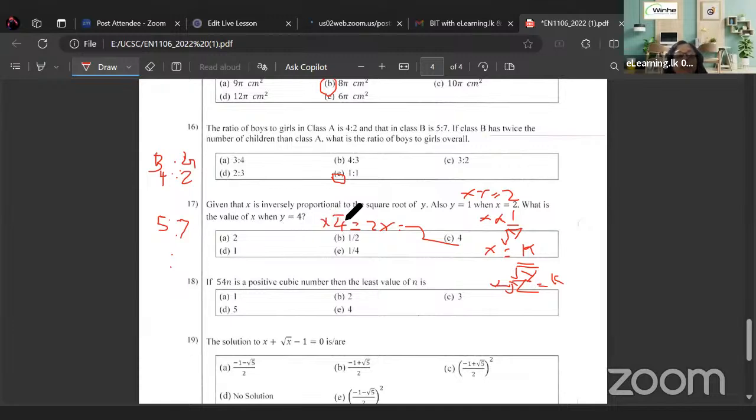Now we know the constant value. Here it says x and the square root of y are inversely proportional. Then x into square root of y should be equivalent to 2. Right? Then square root 4 is 2. Then 2x is equivalent to 2.